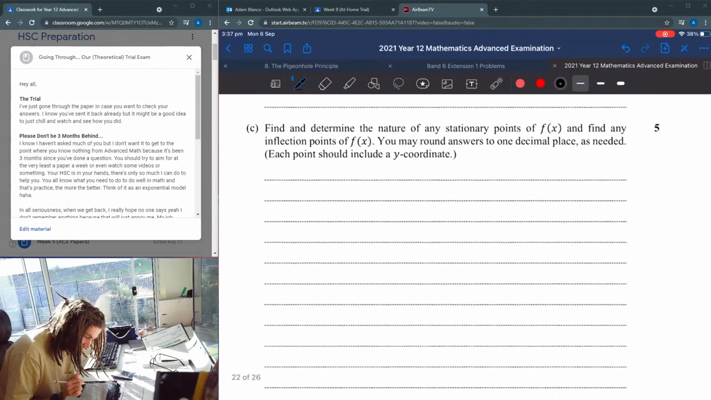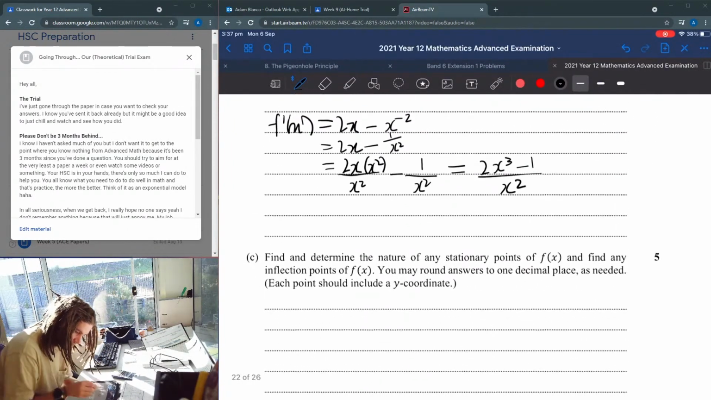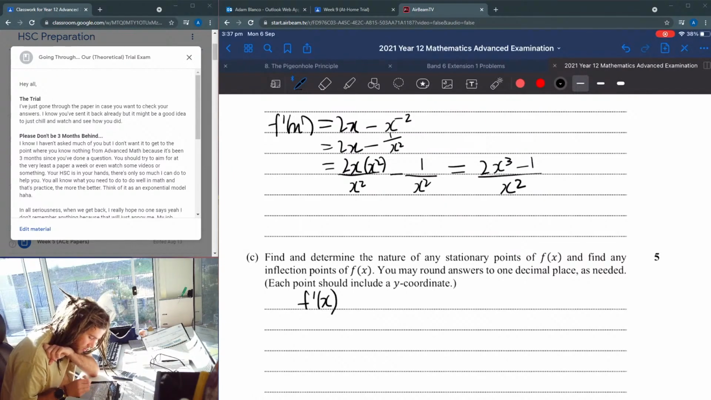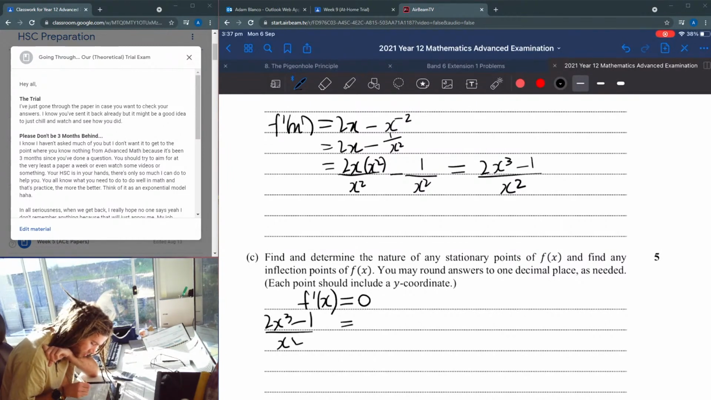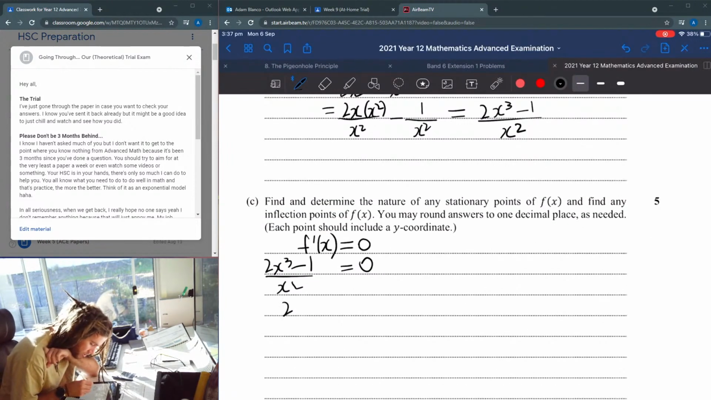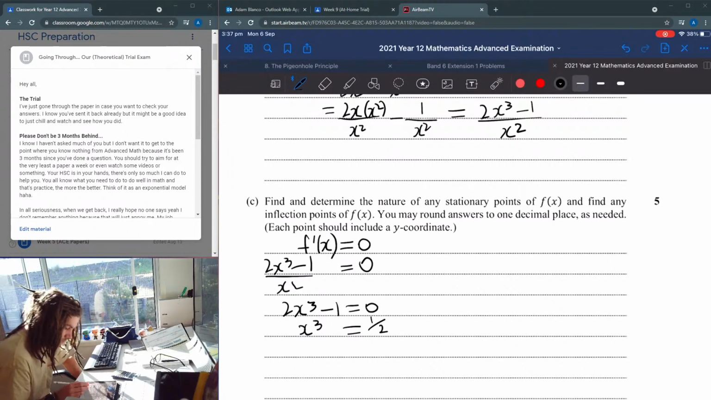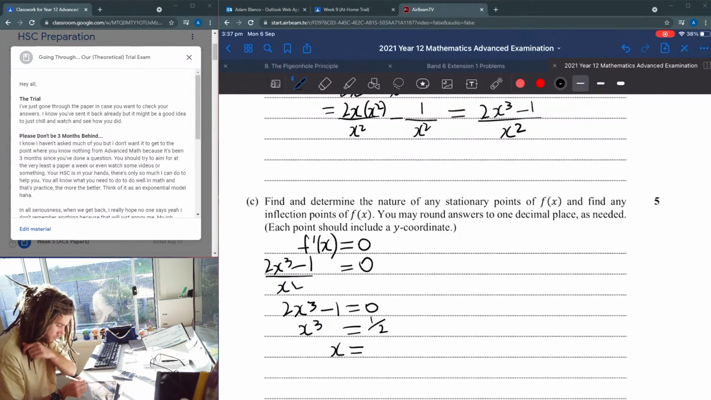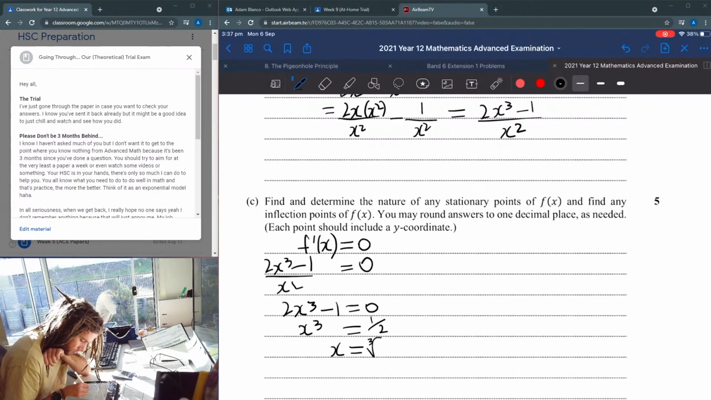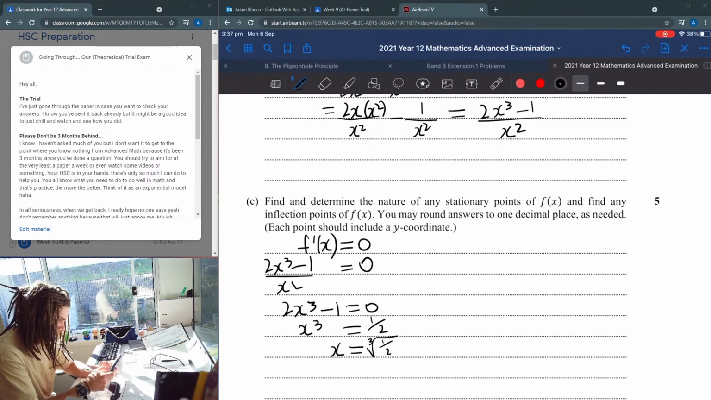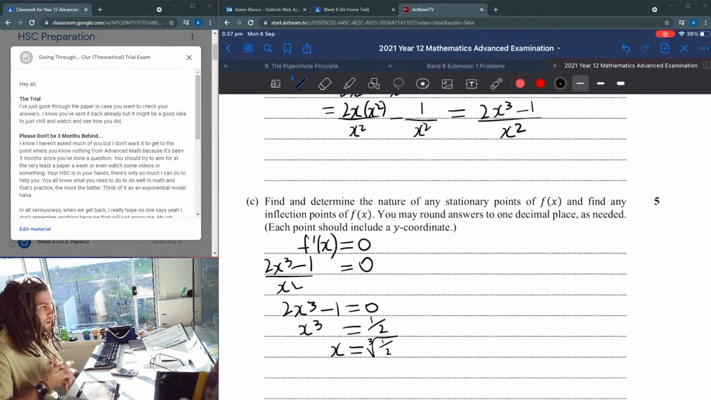Done. Find and determine the nature of any stationary points. Okay, so I've got to set the first derivative equal to 0. So that's 2x cubed minus 1 on x squared equal to 0. We only care when the top is equal to 0. So 2x cubed minus 1 has to be equal to 0. x cubed has to be equal to 1 on 2. That means x equals the cube root of 1 on 2. What is that? Nothing nice. Okay.